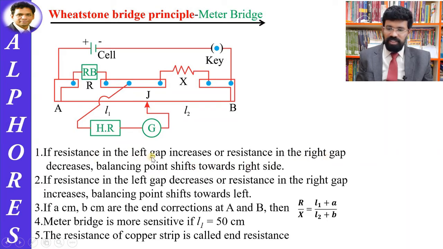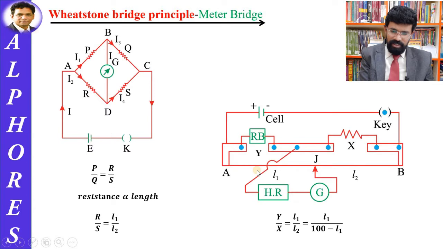So if resistance in the left gap increases, what is happening to the balancing point? It is shifting towards right side. Let us see whether it is possible or not. Resistance in the left gap is increased, so Y value is increased. If Y value is increased, what will happen to Y by X? Y by X increases. If Y by X increases, this L1 by 100 minus L1 also increases, isn't it? This is increasing in the sense L1 is increasing, numerator is increasing.